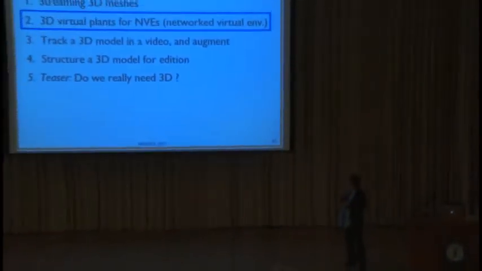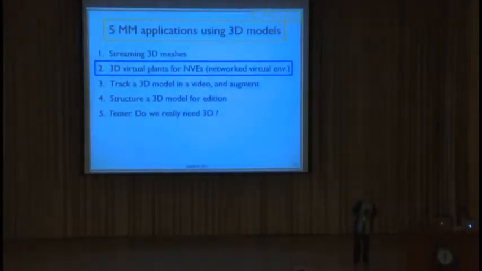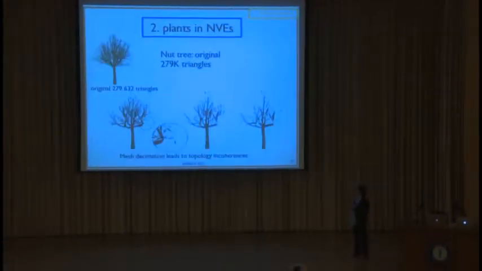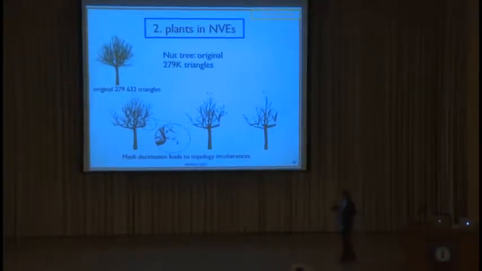So, a second application is to model virtual plants in networked virtual environments. Plants are important in our daily life. They are also important in virtual environments. And we wanted to model these plants. So we took a nut tree here, and the number of triangles is very high. So we want to decimate it the same way that we have done for meshes. But if you decimate this mesh with progressive meshes, you lose the connectivity. So you have topological incoherences because the topology is lost along the way.